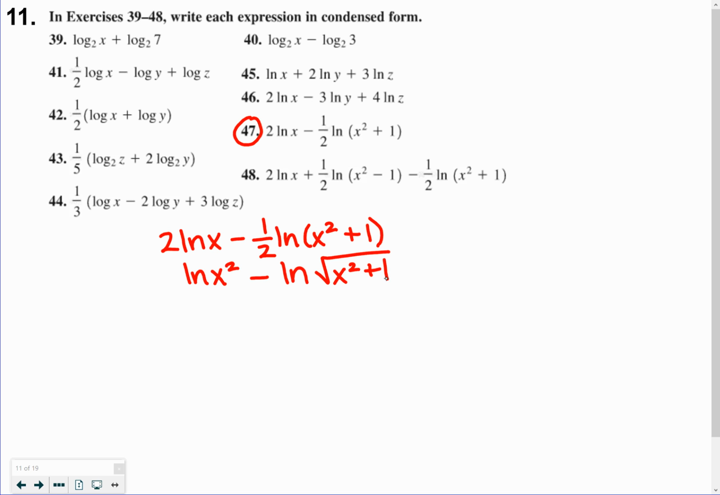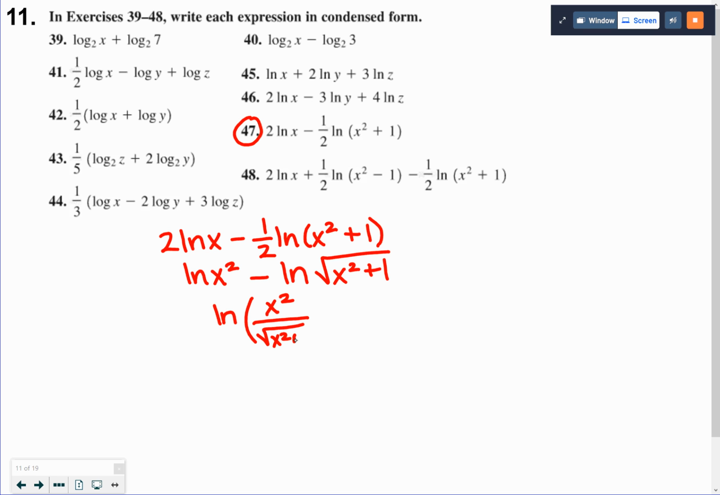I don't have any addition in this problem. I have addition inside the log, but not between the logs, so we don't do anything with that. And then I have subtraction between the logs. Subtraction between the logs turns into division. X squared, or anything that's a positive term in general, is going to go in the numerator. Square root x squared plus 1, or anything that's a negative term, is going to go in the denominator.